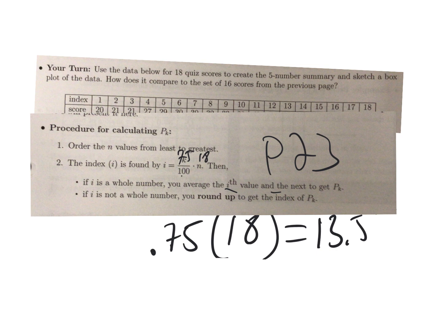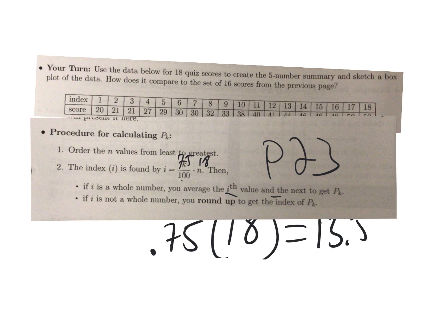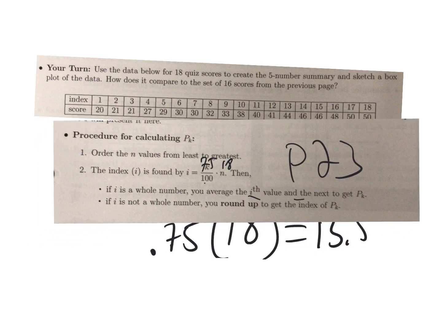So if this were 13, I would average the 12th and 13th number. Now not the 12 and the 13, but the score. I don't know if I can move this and see that. I might have to do some deleting. Yeah, so if this were just 13, I would average 46 and 44 and 46, and that would be Q3.